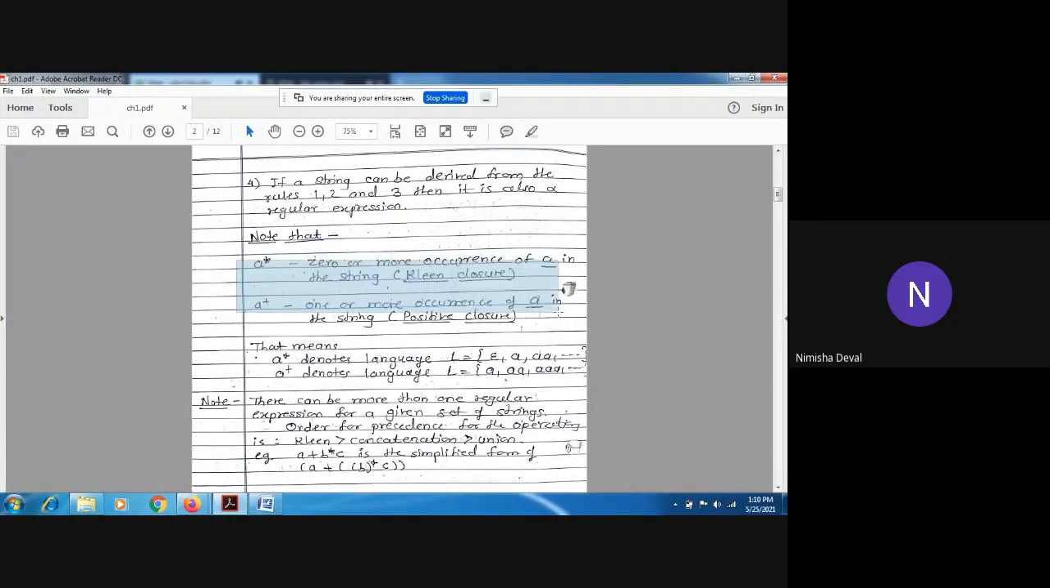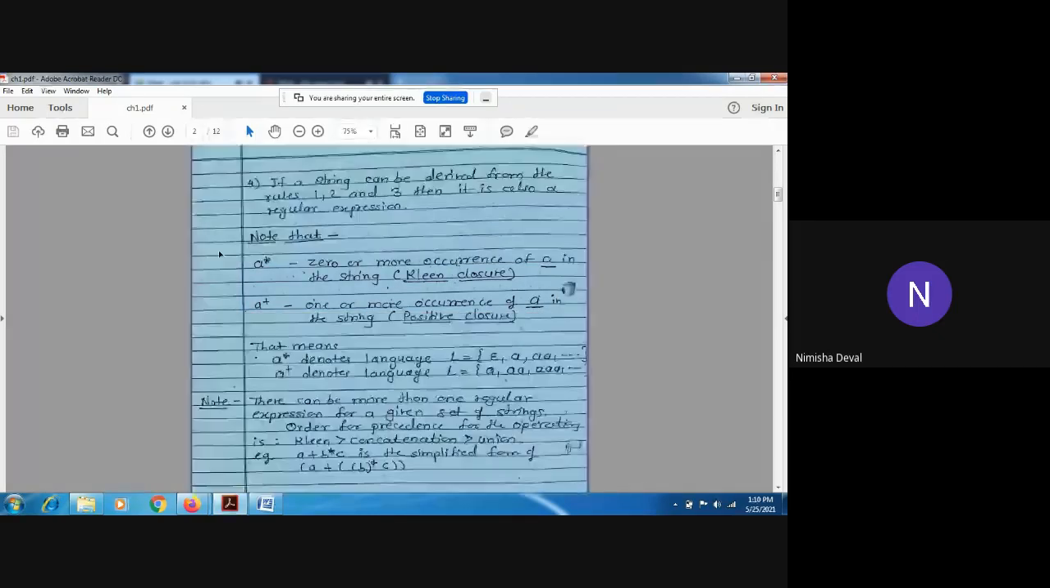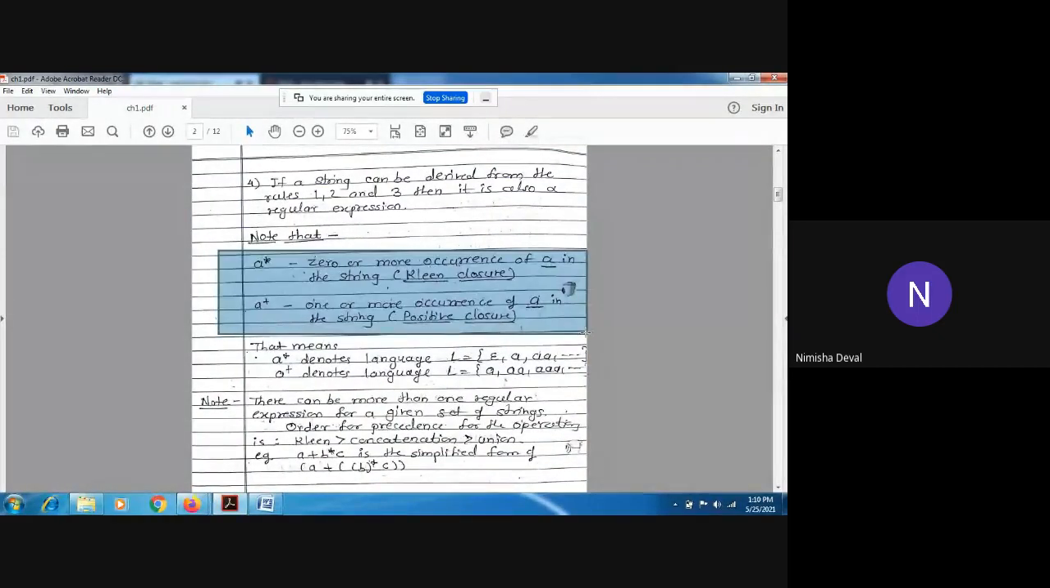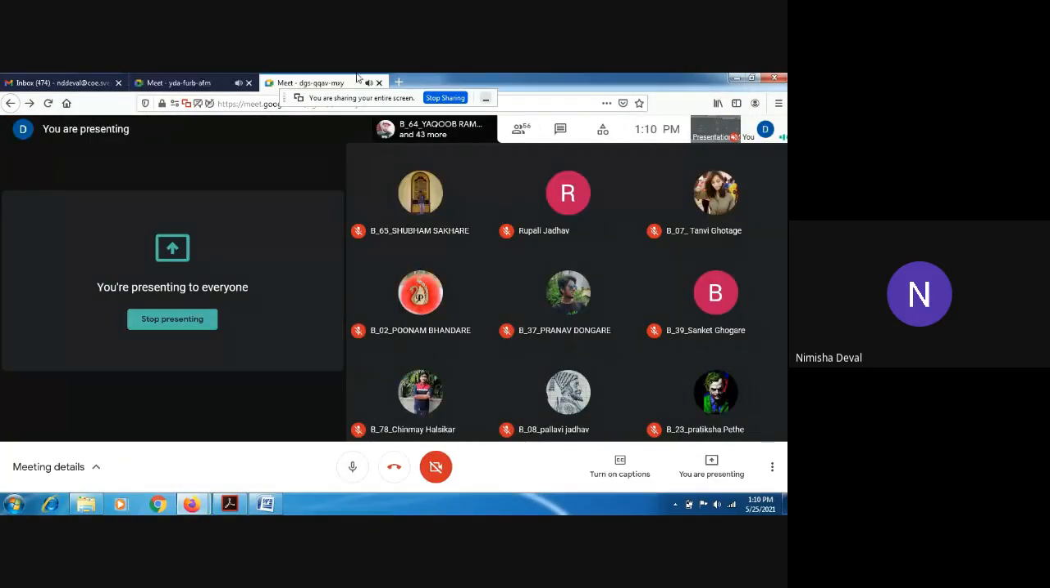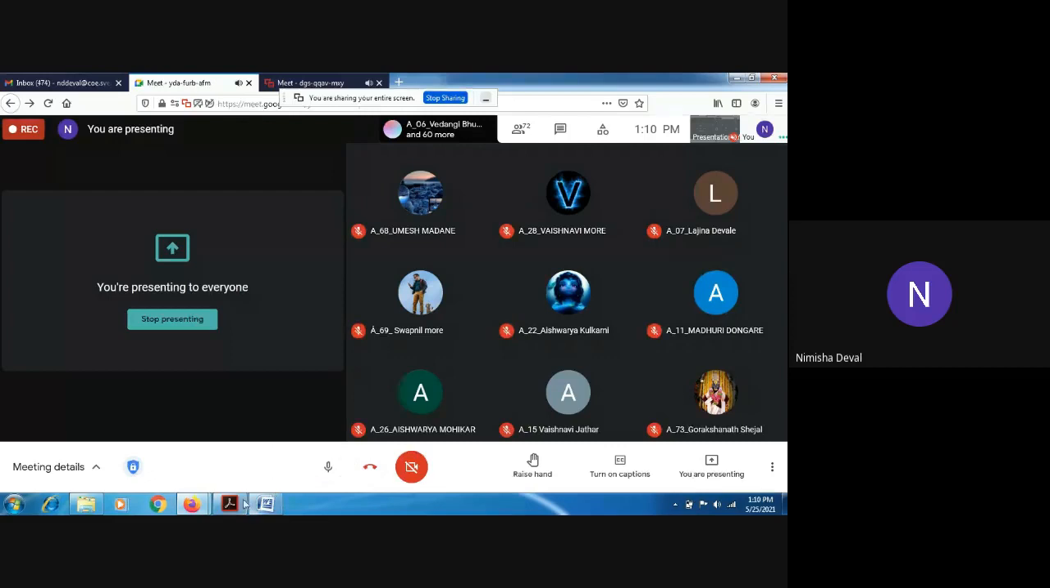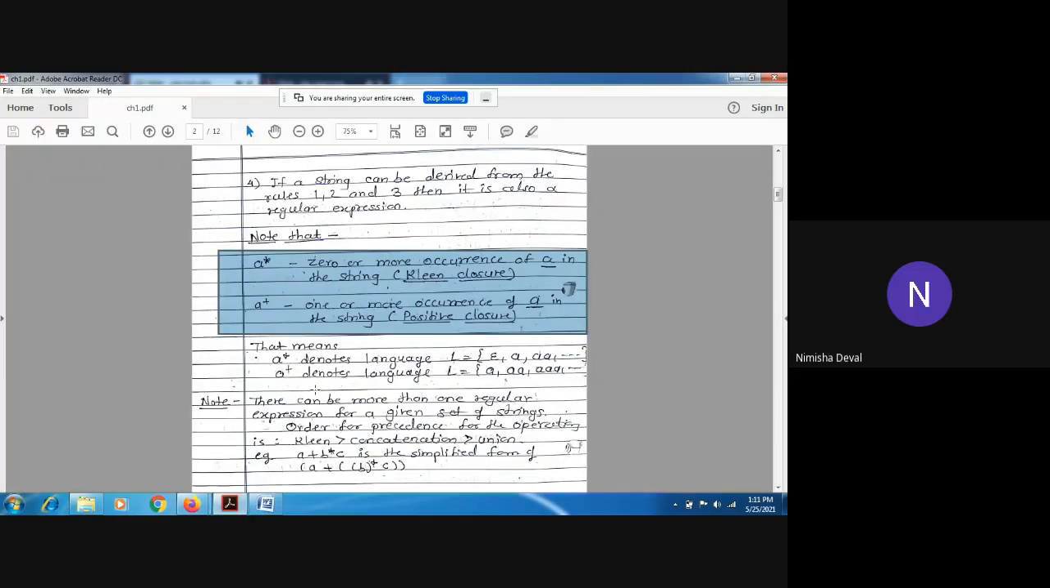Just see, I have mentioned over here what is the positive closure and what is the Kleene closure. Zero or more occurrences of whatever string they have given is the Kleene closure. Here we have written it for A. A star means zero or more occurrences of A, and A plus means positive closure, one or more occurrences of string A. Understood? Are you remembering?